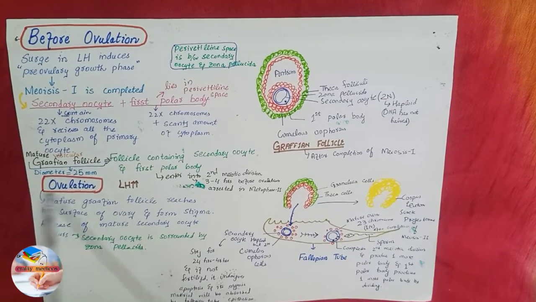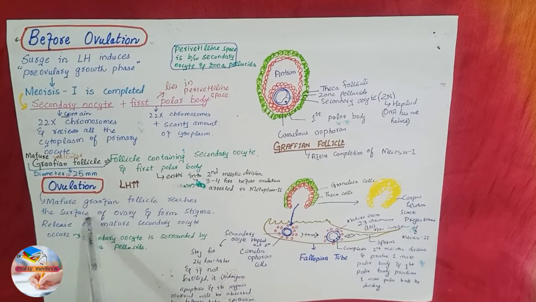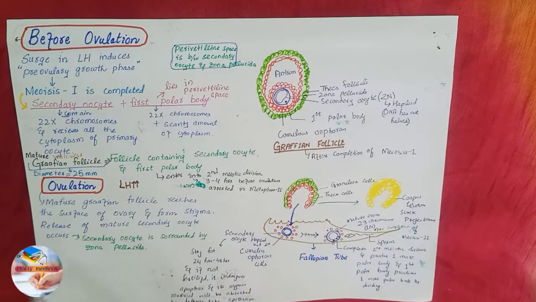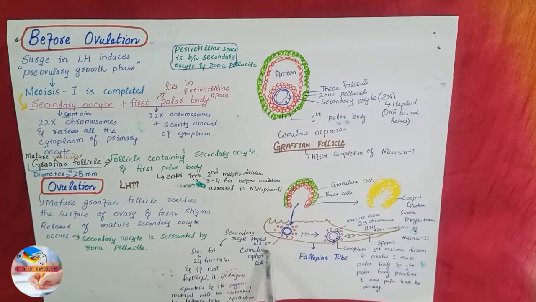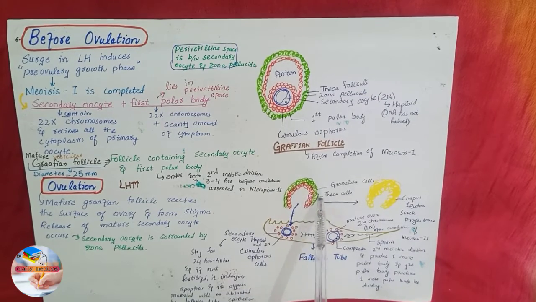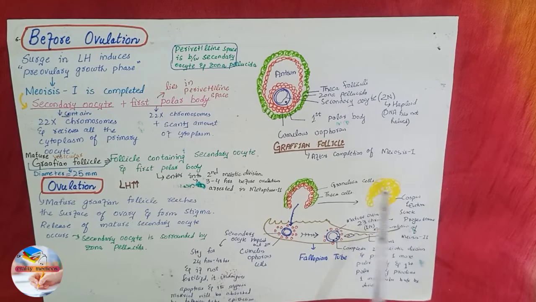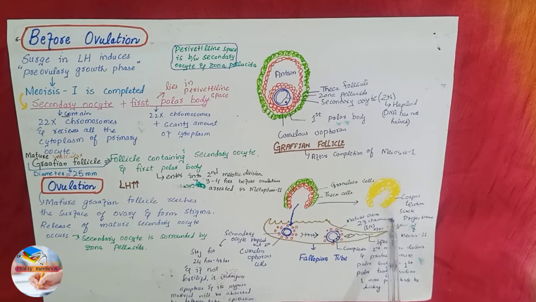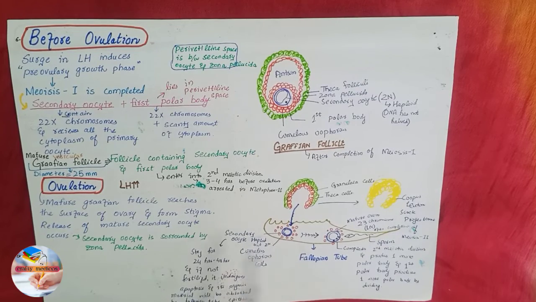Now at the ovulation stage, the surge in LH induces the mature Graafian follicle to reach the surface of the ovary and form a stigma, and the release of the mature secondary oocyte occurs into the fallopian tube, where it is surrounded by some of the cumulus oophorus cells. The granulosa cells and the theca cells which remain inside the ovary are converted into a yellowish material, which is called the corpus luteum, that secretes progesterone. This secondary oocyte is haploid, but it is 2n in DNA content, having a double amount of chromatids.